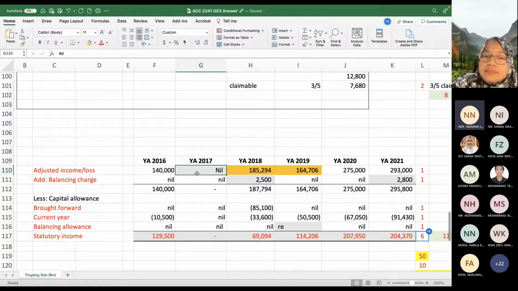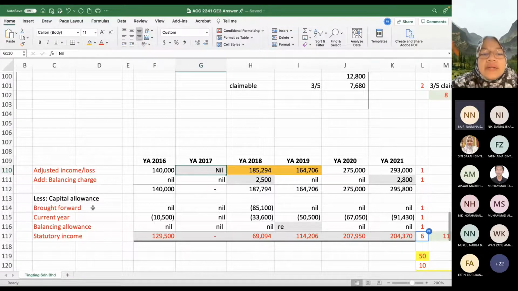Right or wrong? You can never have a negative income. If you have a loss, then you have an adjusted loss, another line where you put the loss amount. But if you have a loss, your adjusted income is nil. So if you put it as a negative there, I don't give a tick for you.